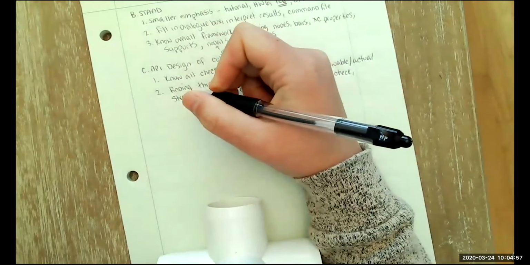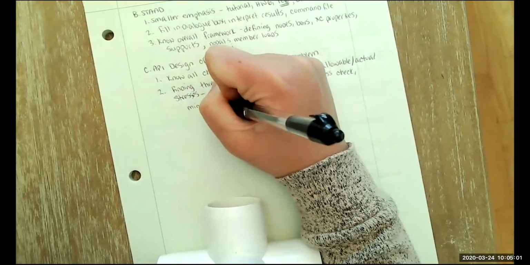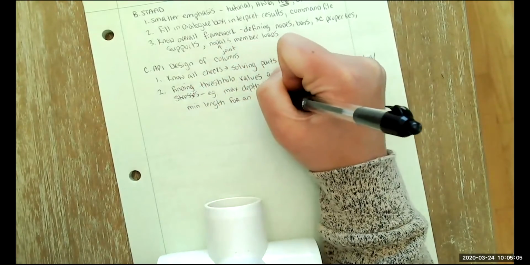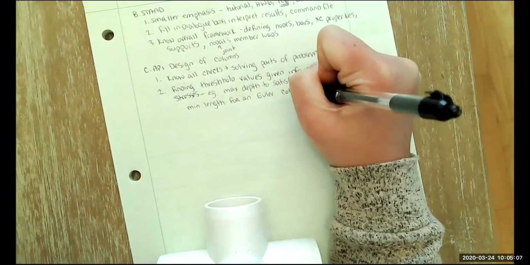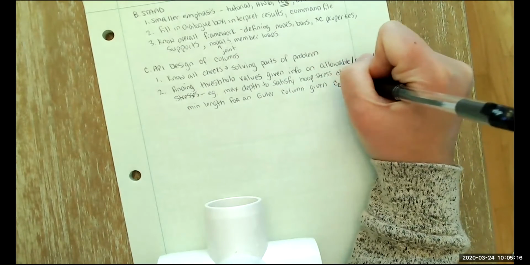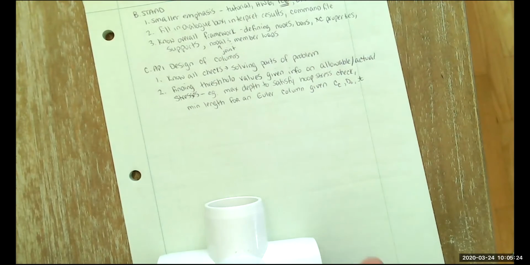Maybe the minimum length for an Euler column, given your critical slenderness ratio and some other information about the column, like the diameter and the thickness. Max moment for bending check, that was what class 7 was about, etc.